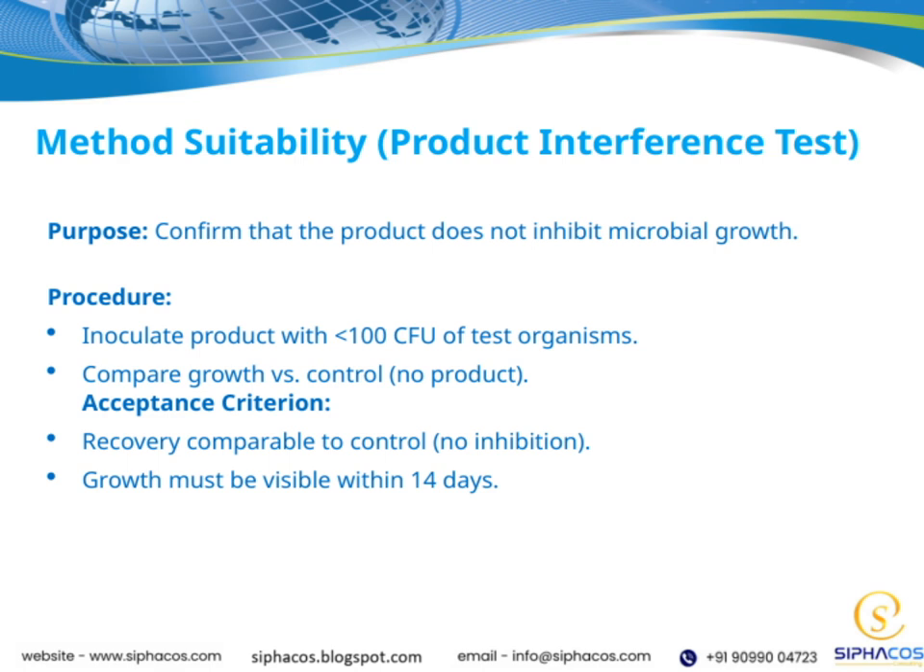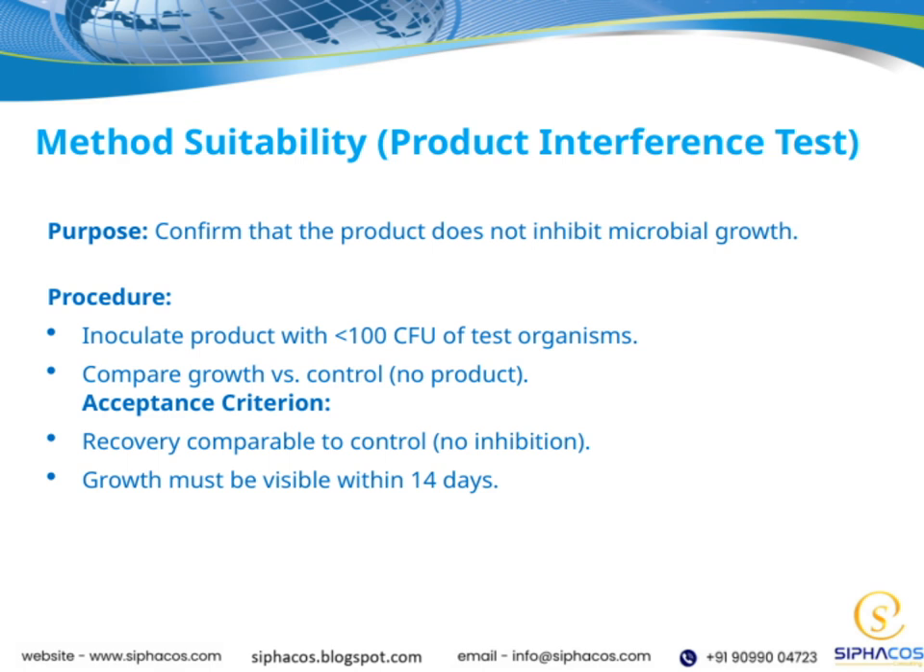Moving on to the procedure, we inoculate the product with less than 100 colony-forming units, or CFU, of the test organisms. The idea is to introduce a small, controlled amount of microbes and see how they grow in the presence of the product. Then, we compare this growth to a control sample, one that doesn't contain the product at all. The key here is to look for recovery that is comparable to the control. If the microbes grow just as well as in the control, it indicates that the product isn't inhibiting their growth.